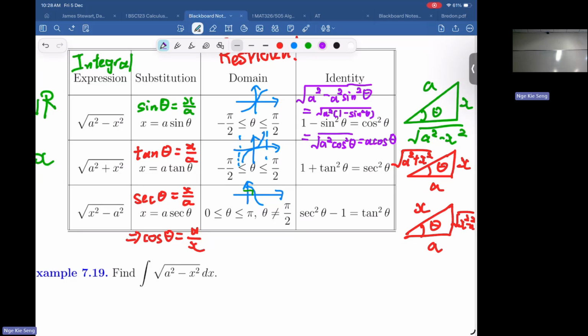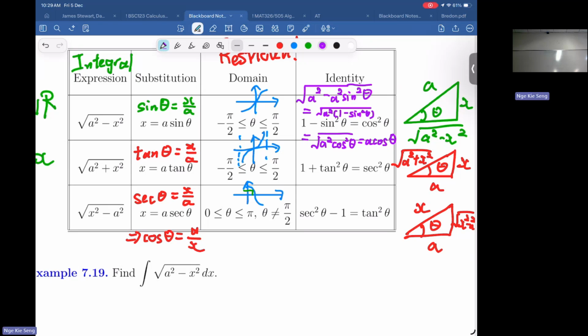Does it make sense? If there's a difference of squares inside a square root, or a sum, then you can relate it to this triangle. If you can remember this triangle, that is enough. This triangle will tell you how you substitute, because it depends on where x, a and the square root terms appear inside the triangle. Does it make sense?